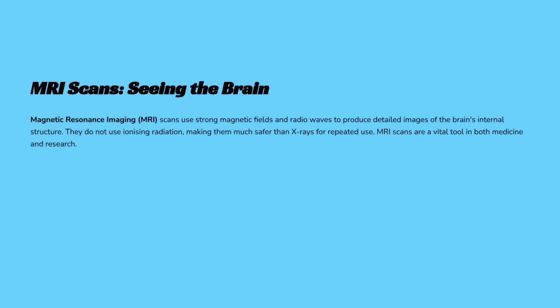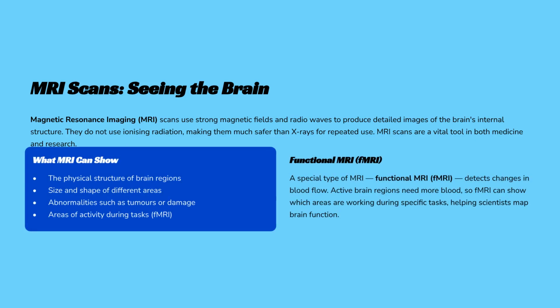Magnetic resonance imaging, or MRI, is vital for seeing the brain. It uses magnetic fields and radio waves to create detailed structural images safely. Functional MRI, or fMRI, detects changes in blood flow to show which areas are active during specific tasks, helping to map brain function.